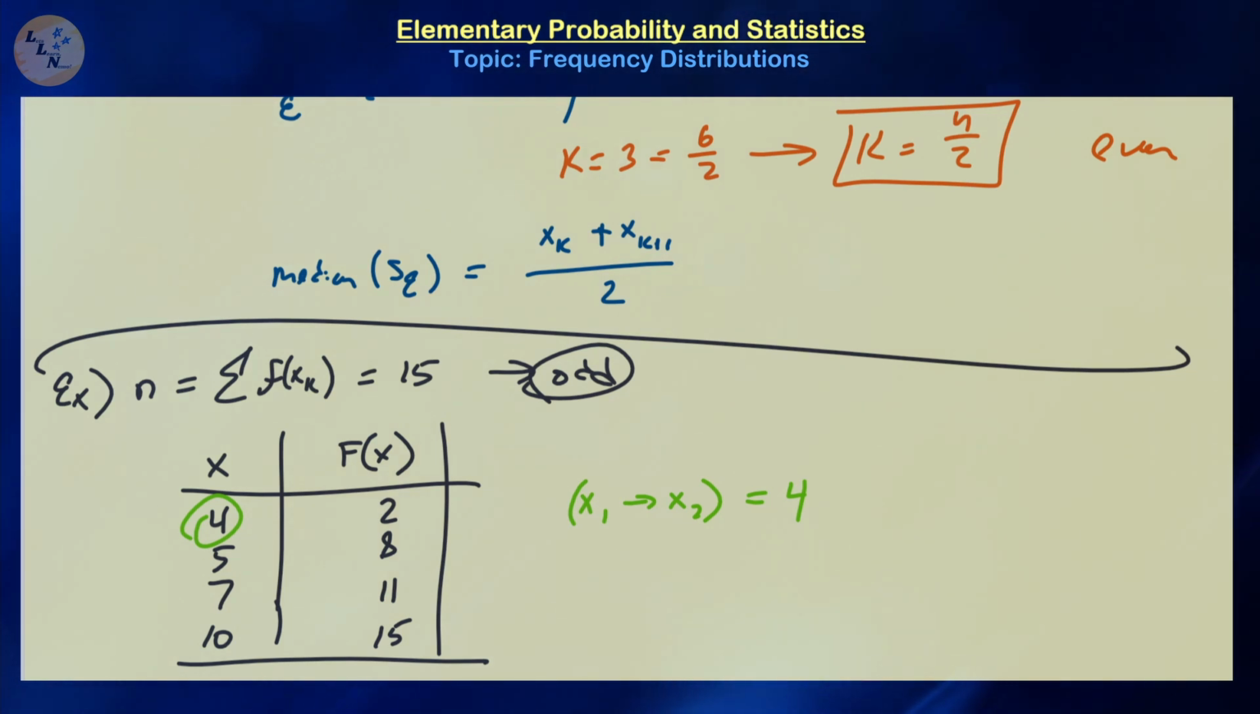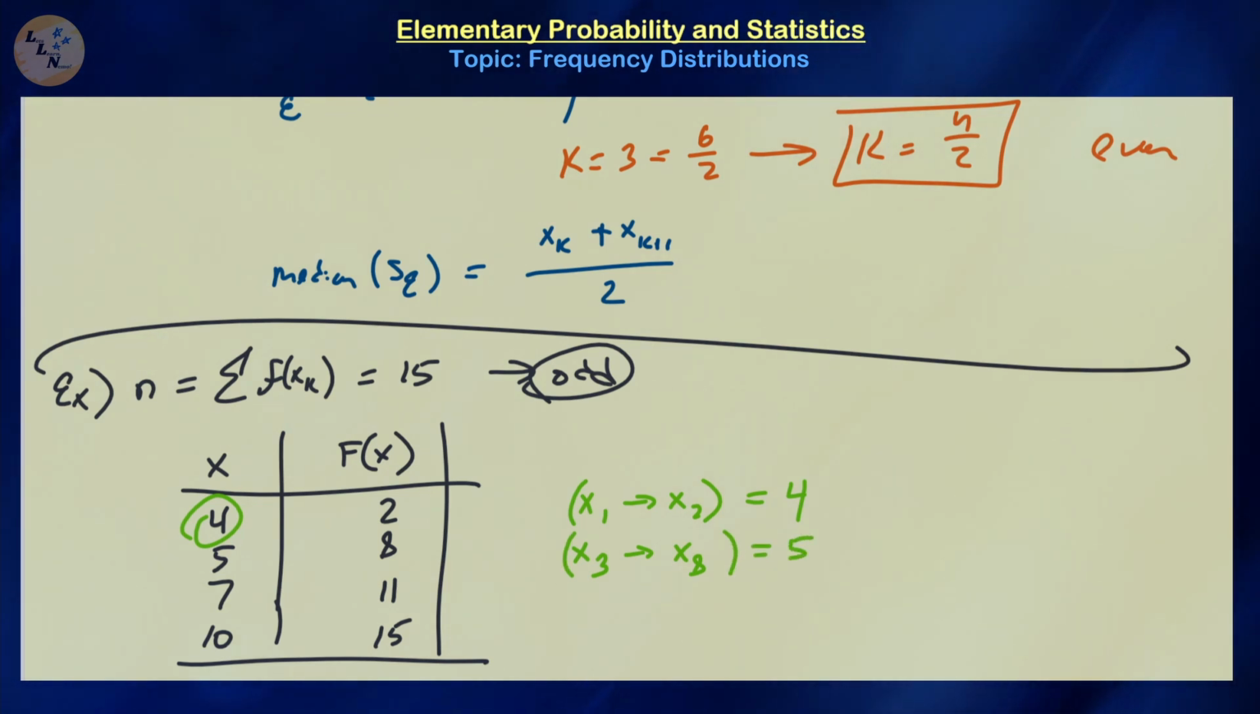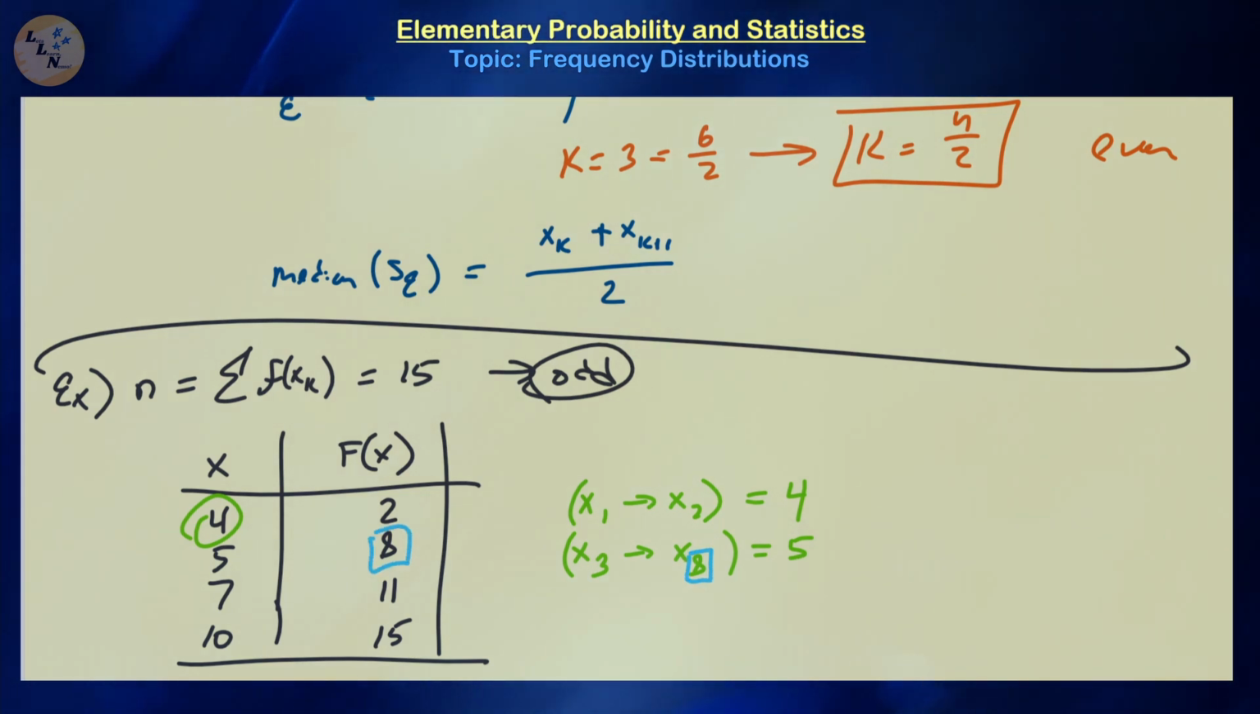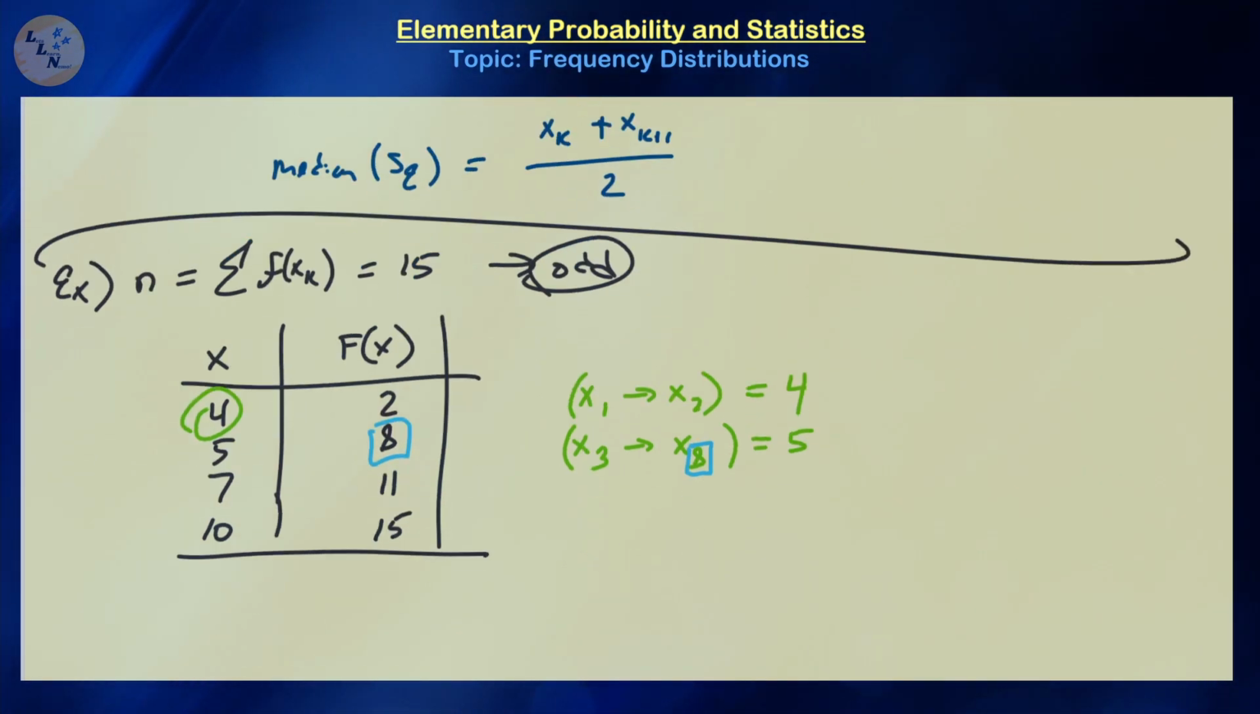We only have 2 4s, so the next element must be 5, which is going to start x3. And remember how many 5s we had? We had 6 of them. So x3, x4, x5, x6, x7, all the way out to x8 are going to be equal to 5. Notice that I didn't really have to count them out, because this last element corresponds to the cumulative frequency associated to that particular element. By chance? No, not at all.